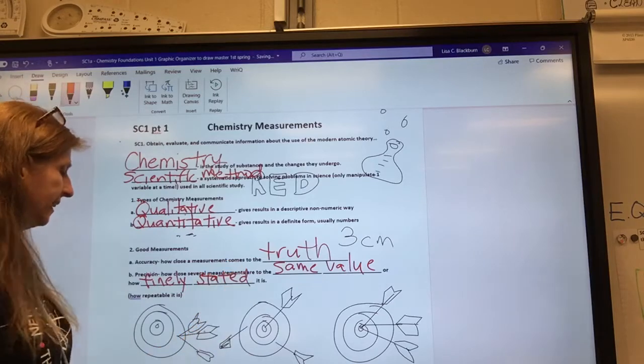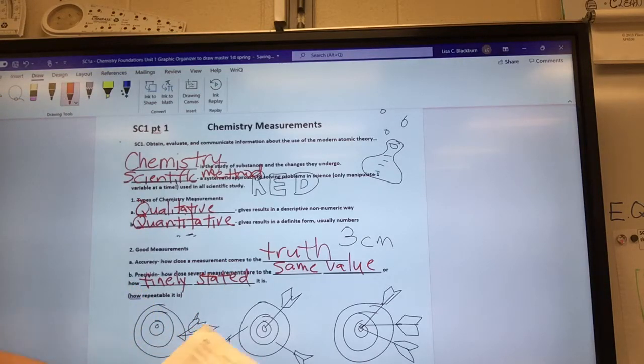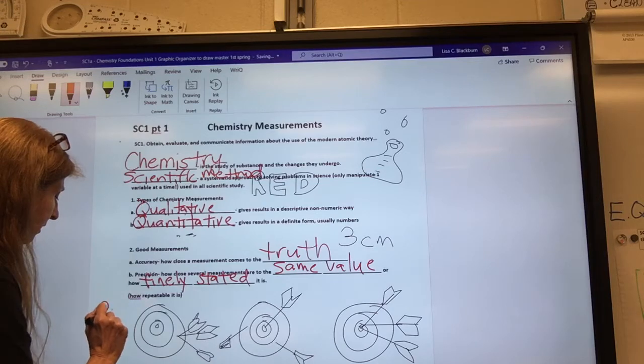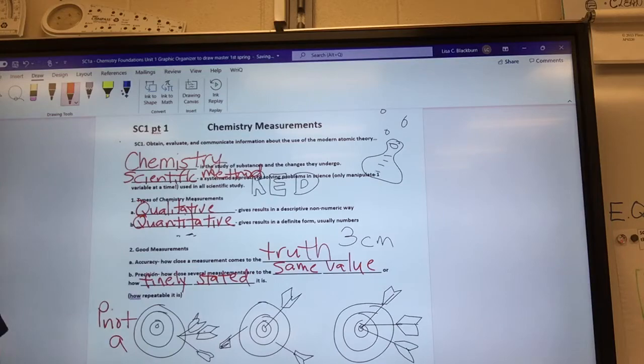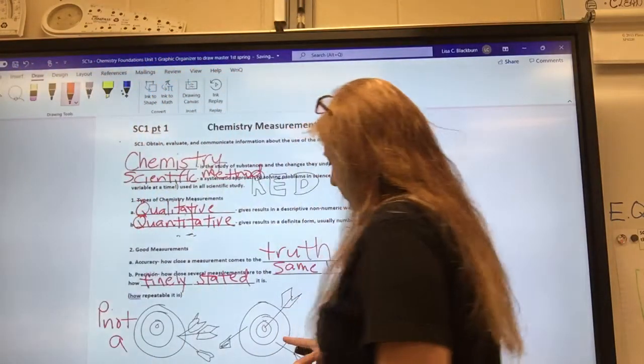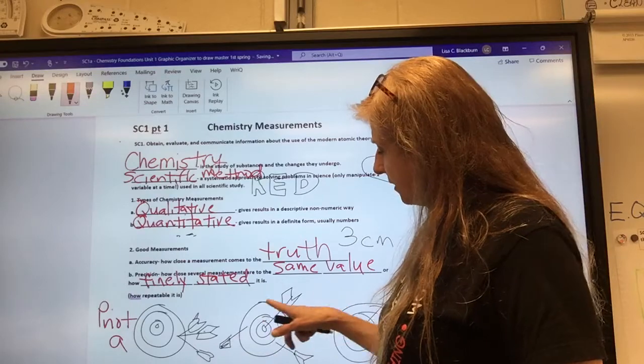How finely stated it is. Okay, so here we've got 3 bullseyes, and here the 3 arrows are all together but not hitting the bullseye. Is it accurate, precise, neither, or both? Which one is it? Is it accurate? No. Is it precise? Yes. So this one is precise, but it's not accurate. It's P, not A. Precise, not accurate.